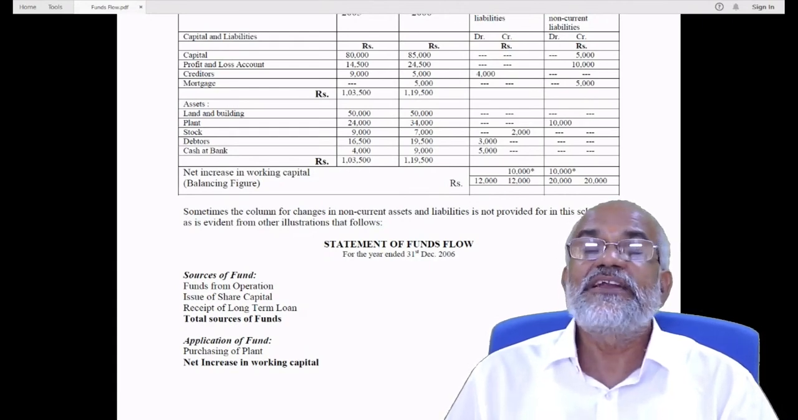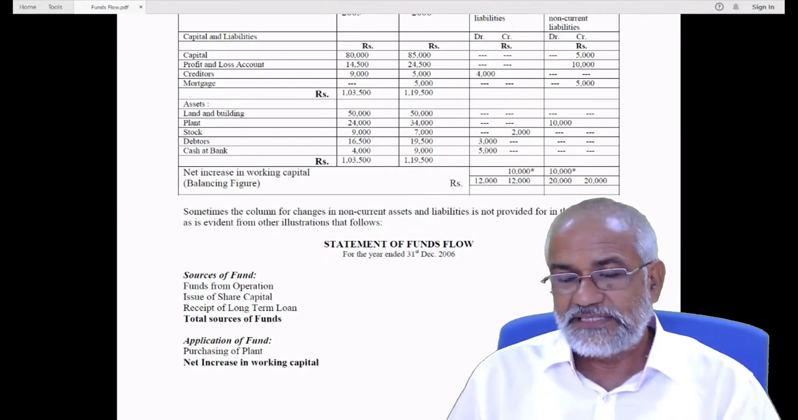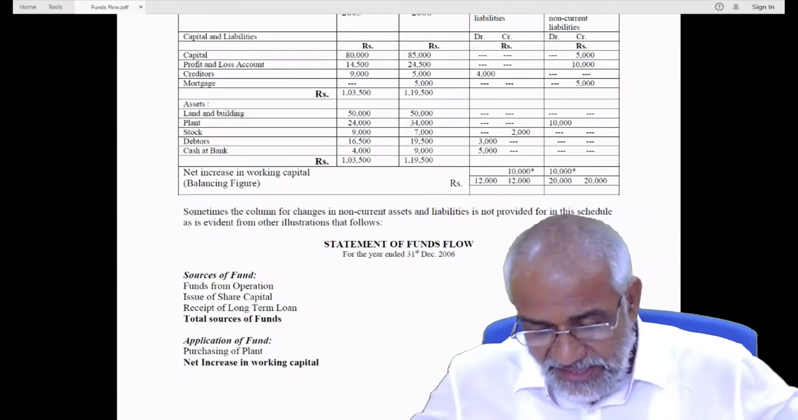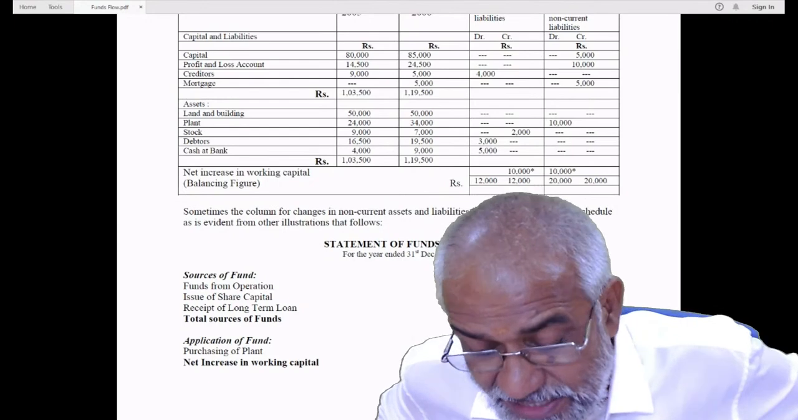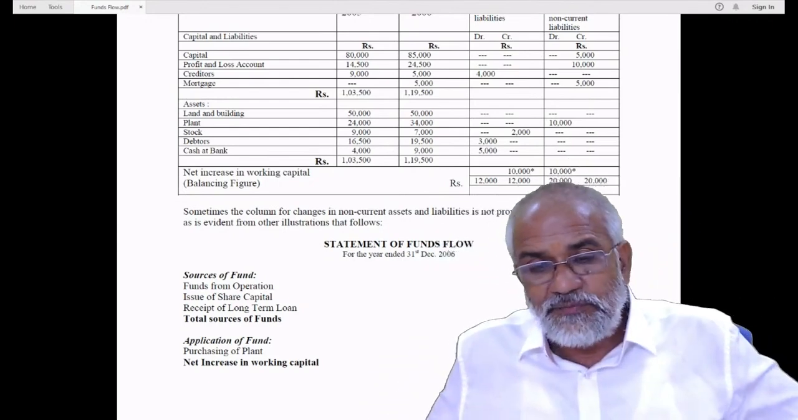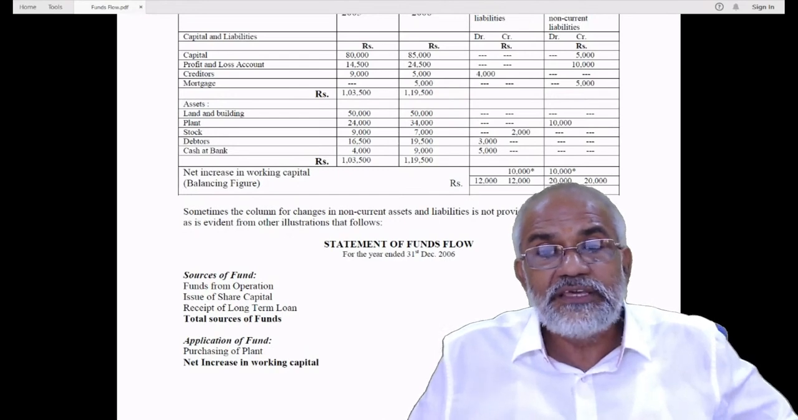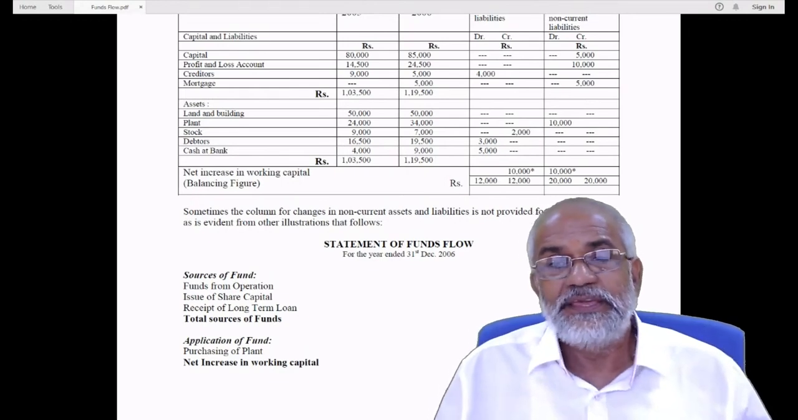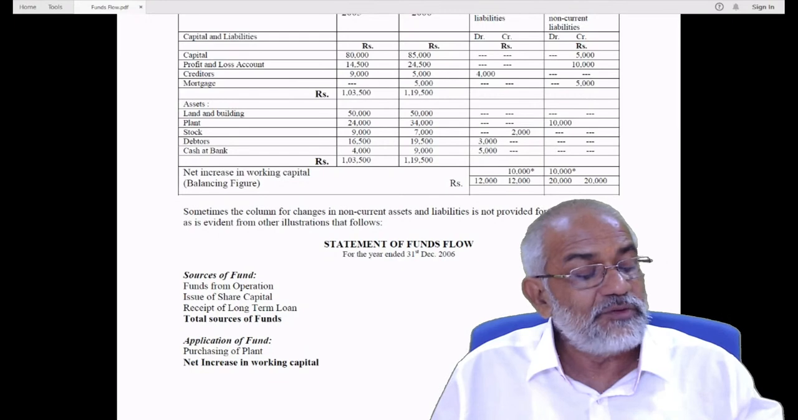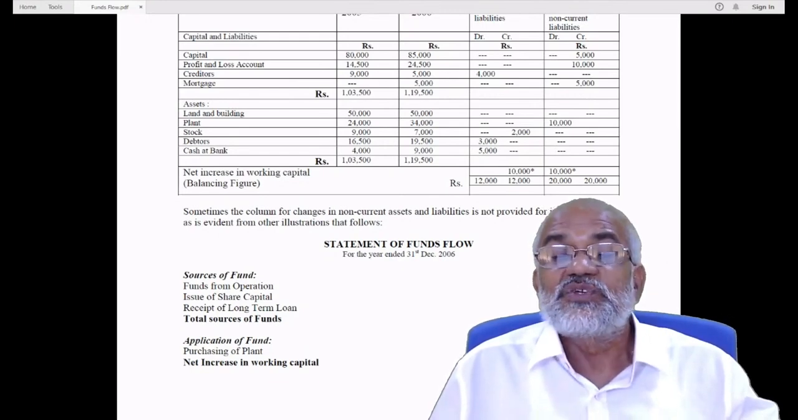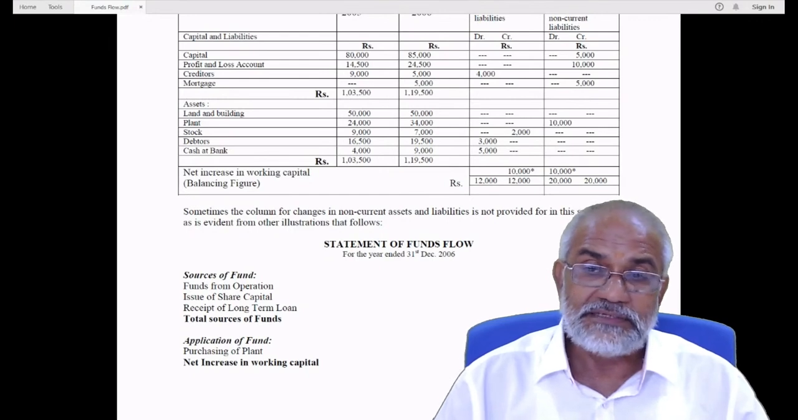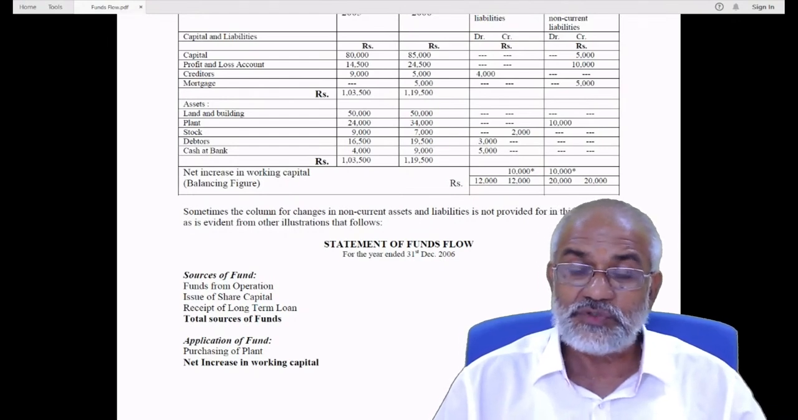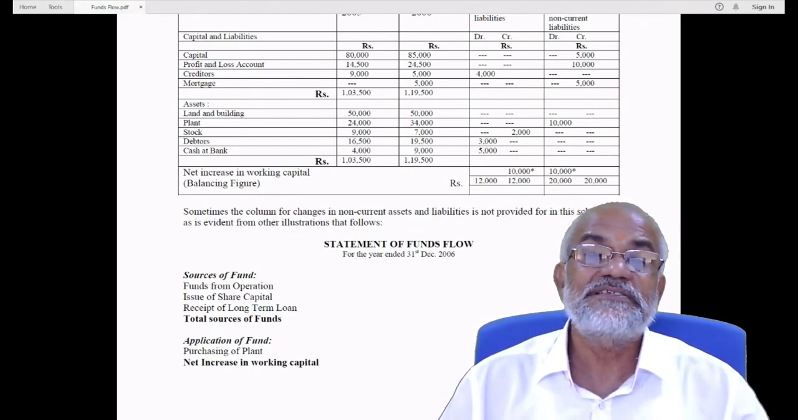Then the next item is profit and loss account, 10,000 rupees. That means the accumulated profit and loss account at the beginning of the year was 14,500, and at the end of the year it is 24,500. That means an increase. So why is there an increase in accumulated profit? It must be due to the profit earned during the year. There is no other way. That increase in the profit and loss account must be due to the profit earned during that particular year, 2006. So that can be titled as funds from operation, that is, the amount of earning or profit made during the year. So that is also a source, and it is taken here, 10,000 rupees.